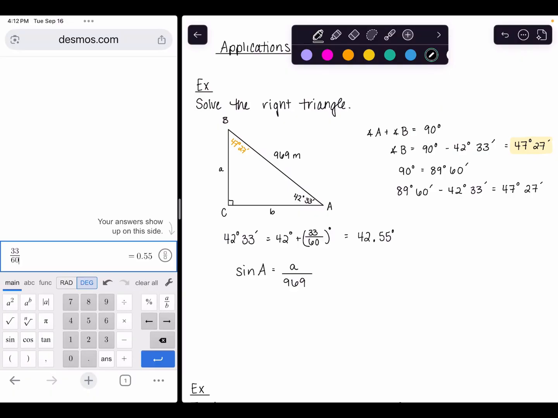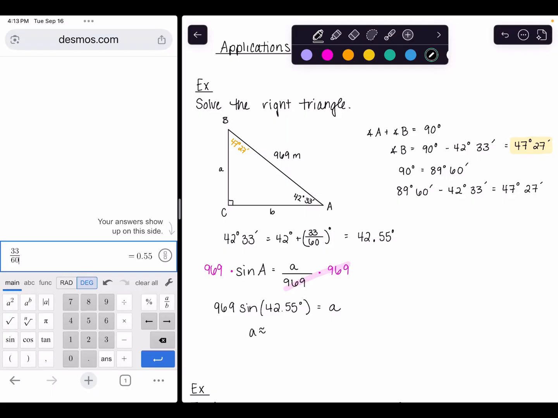Well, angle A I know, so I can go ahead and solve for side A by just multiplying by 969. So that would make these two disappear. So I'm going to take 969 and times that by sine of 42.55 degrees. And this gives me our unknown side A.